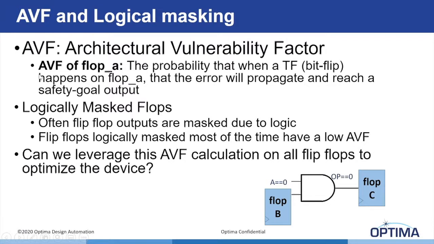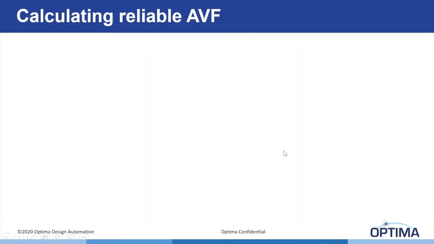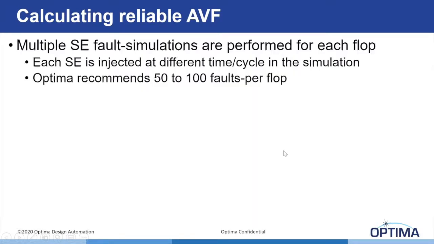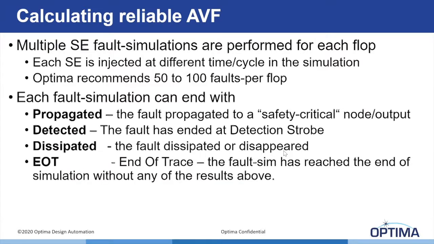The definition of AVF is nothing but the probability that a fault happens on a flip-flop and propagates to the safety goal output. There can be a lot of flops in the design that are logically masked. Can we leverage those conditions to calculate AVF? Calculating a reliable AVF involves multiple SE fault simulations that have to be performed for each flop, and each soft error has to be injected at a different time cycle. Optima recommends 50 to 100 faults per flop at various time cycles.